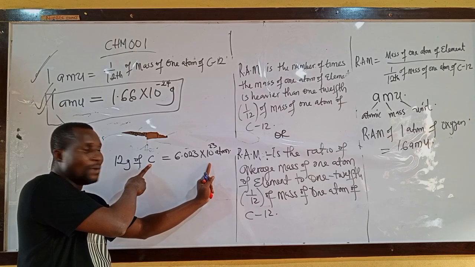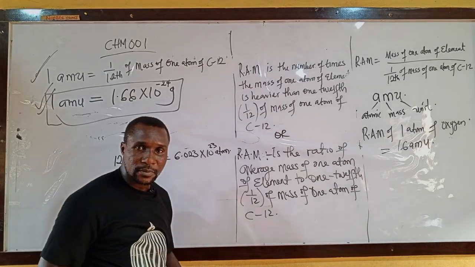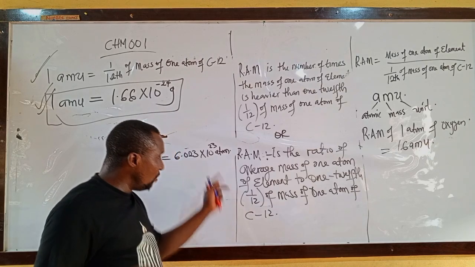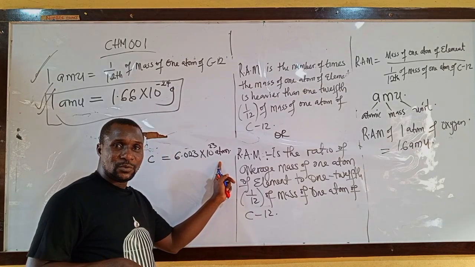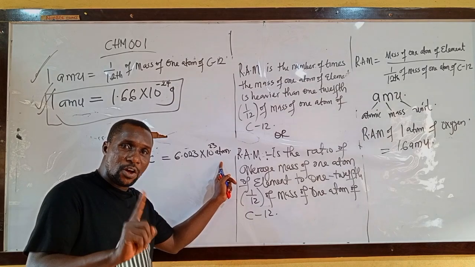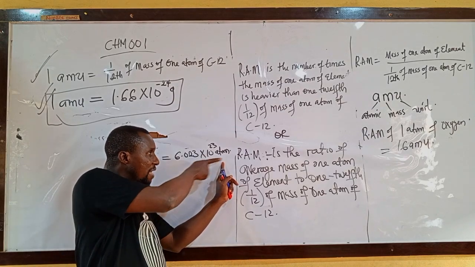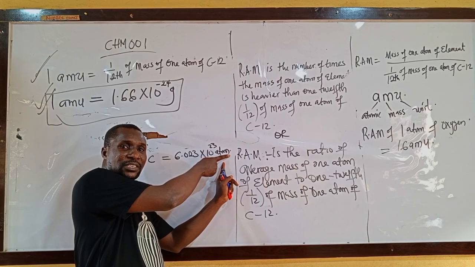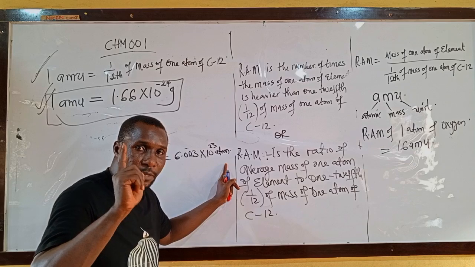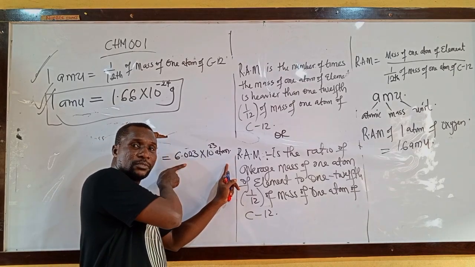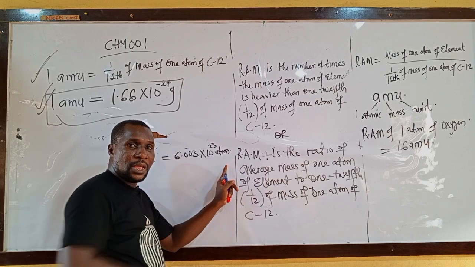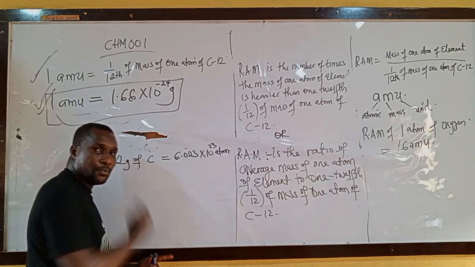Avogadro's constant, this number of atoms. Let me repeat myself. One mole of a substance contains what? This number of atoms, which is known as Avogadro's constant. In every one mole of a substance, you will find Avogadro's constant number of atoms. And I'm taking carbon as an example.